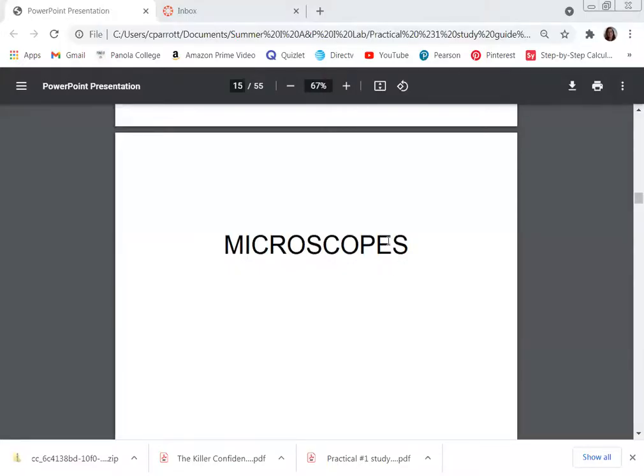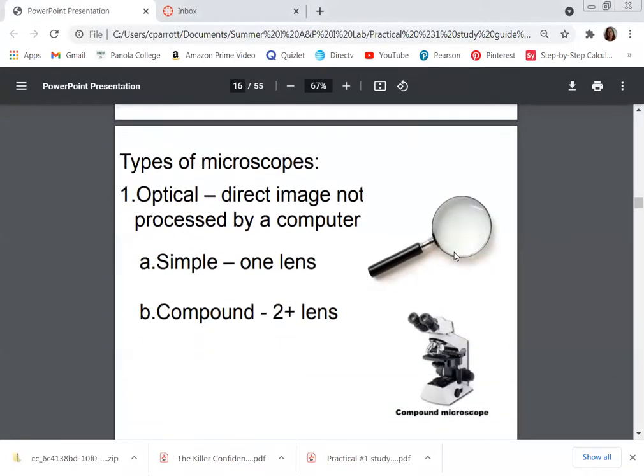Okay, so this is Practical 1 Study Guide Review Part 2, and we're going to be covering the microscopes. So this is our study guide here you see on the screen. There are a couple of different types of microscopes. The first type of microscope is called an optical. That means that the image is directly seen by your eyes and it's not processed by a computer. And there are two types of optical microscopes.